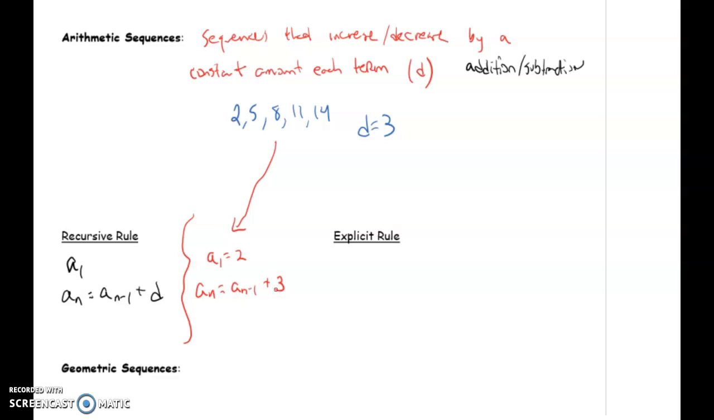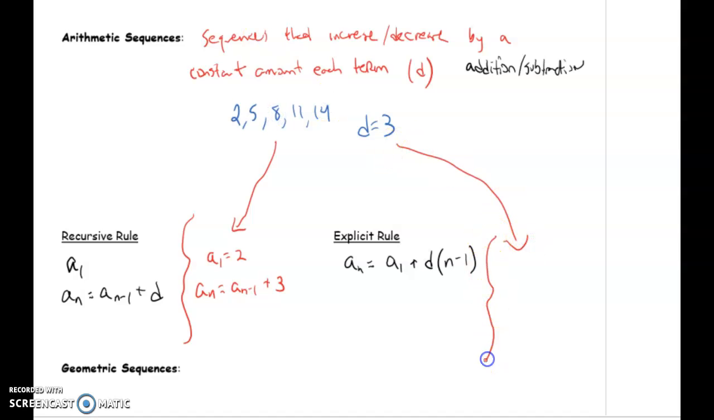Now if we want to write an explicit rule for an arithmetic sequence, we say that a sub n is equal to the first term plus the common difference times n minus 1. So for example, in this sequence, if we wanted to write an explicit formula, we'd say that the nth term is equal to the first term, in this case 2, plus the common difference 3 times n minus 1. And then if you want to distribute, you can write this one out as 3n minus 1.